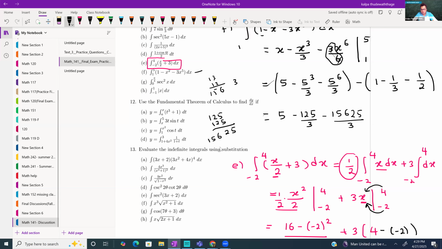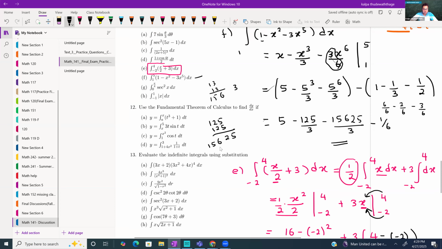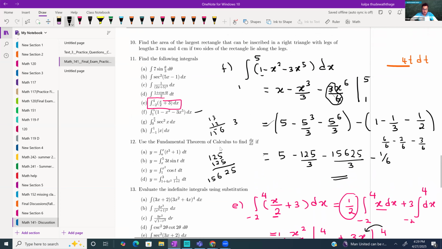This is not necessary, but you can really do it. It's like 6 over 6, 2 over 6, 3 over 6. If you simplify that, it's like 1 over 6, so minus 1 over 6. That's it. Roughly, you can keep it as a fraction. That's part F.